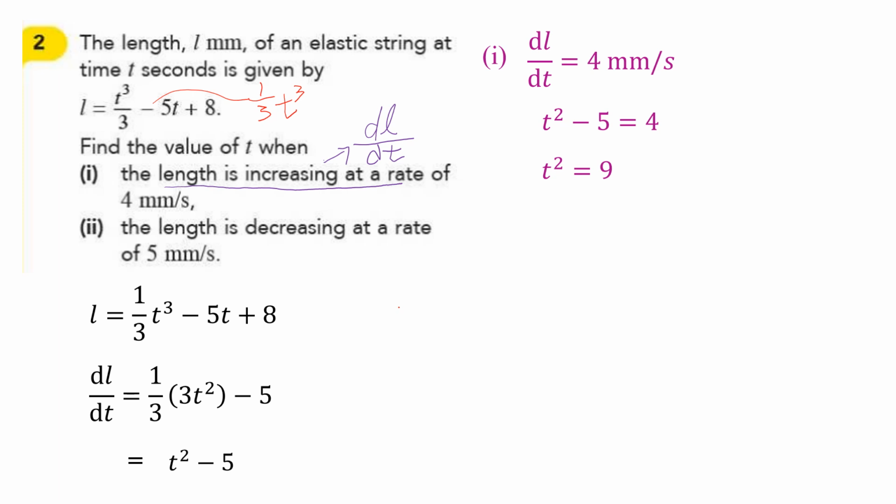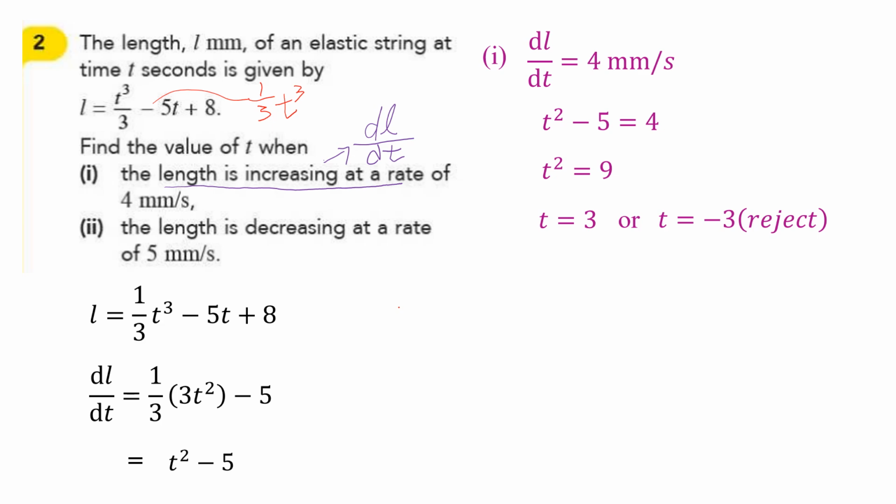And from there, you get a quadratic equation. t squared equals to 9. So t can be positive 3 or negative 3. However, we're talking about time, and we have to reject the negative value. So therefore, t is equals to 3.